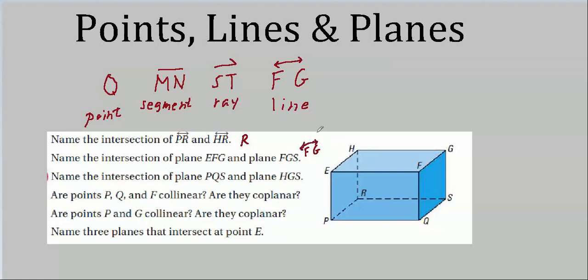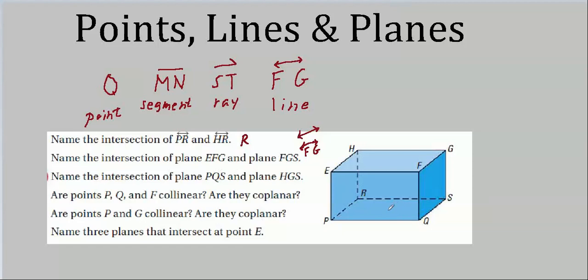In other words, we put our line symbol over the FG to indicate that the intersection of two planes is a line, not a segment or ray. What about plane PQS? There's P, Q, and S. So that looks like it forms the bottom part of this rectangular box.